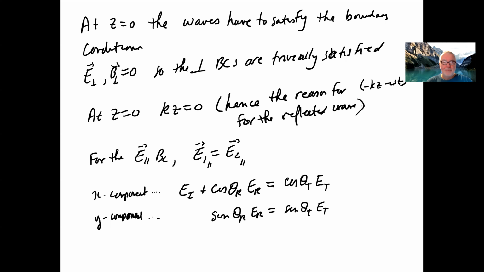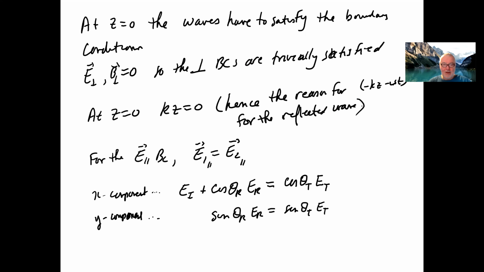All right. So now what I'm going to do is look at z equals 0 at the boundary, k times z equals 0. And that, again, is the reason for writing that minus kz minus omega t for the reflected wave. I can factor out the e to the minus i omega t from all 3 terms. And then I have a boundary condition for the parallel component of the electric field. And that boundary condition, you'll remember, is the electric field in material 1, just on one side of the boundary, is the same as the electric field in medium 2 on the other side of the boundary.